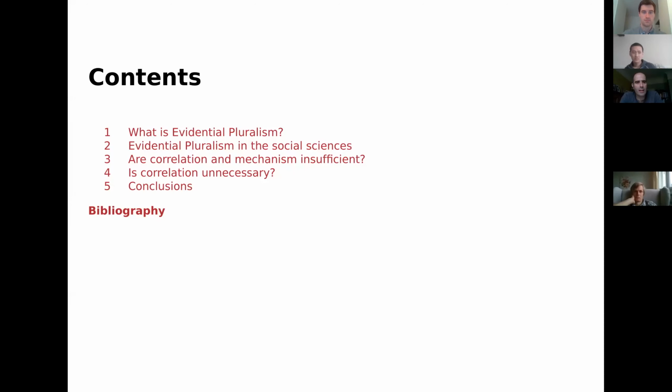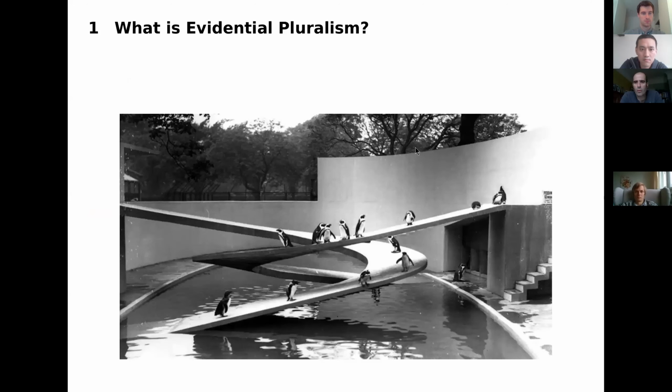Jointly with Yafeng. I'll talk about the first two sections, and then Yafeng will deal with the next two sections. What I'll do is give a brief introduction to our view of evidential pluralism, and then talk about how this can be applied to the social sciences. And then Yafeng will deal with two objections to the idea that evidential pluralism can be applied to the social sciences, in section 3 and section 4 respectively.